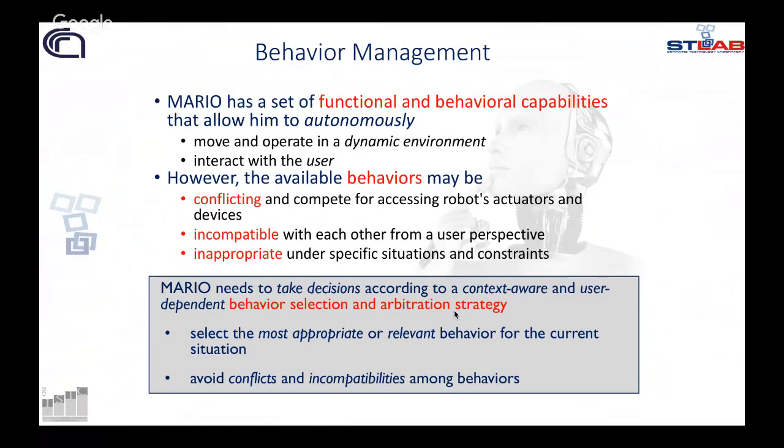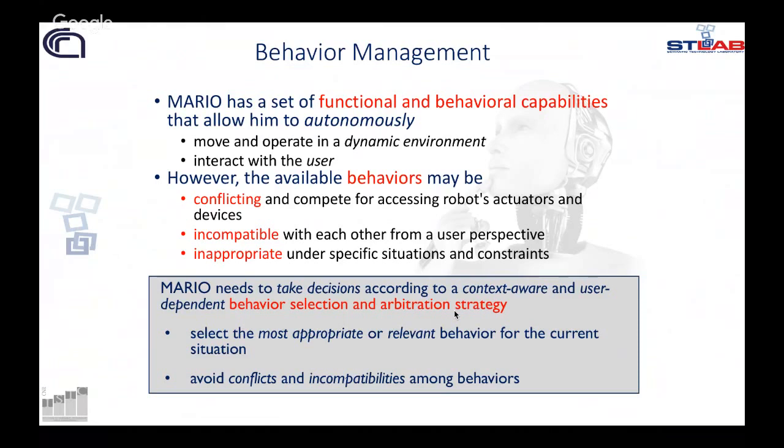And this allows it to be autonomous. Which means that Mario has to be able to move, to operate in a dynamic environment, to interact with the user, but also do this autonomously, which means taking decisions according to the observation that it can do of its environment, and avoiding conflicting situations. So being able to judge if, among, for example, two possible behaviors, he has to choose because either one has a higher priority, or there is a conflict between the two, and so on.